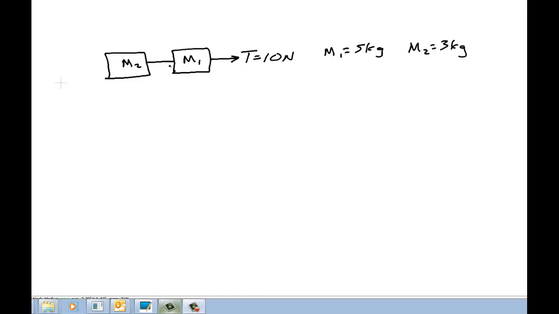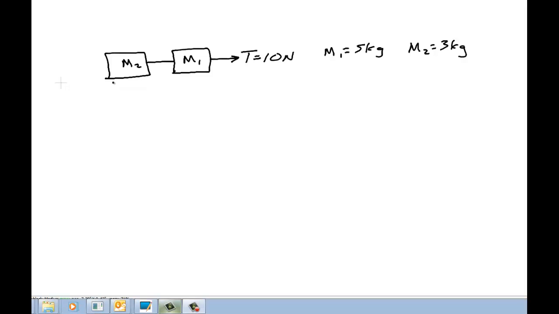Because it was a physics string that didn't stretch, I knew that the accelerations, velocity, and displacement of these two objects were the same. I was able to just treat this as a single body and work this problem, and it saved me a lot of algebra.